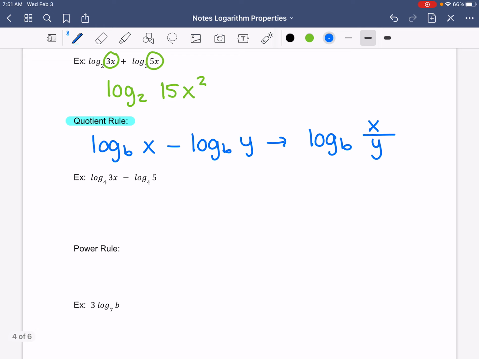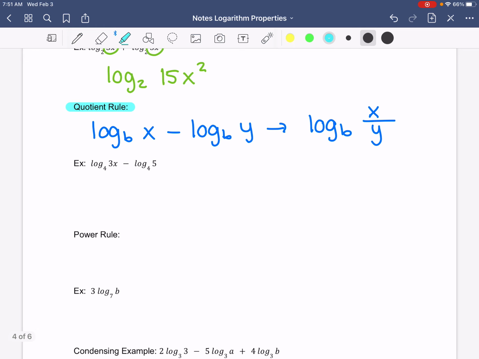So let's try an example of this. So our example says log base 4 of 3x minus log base 4 of 5.